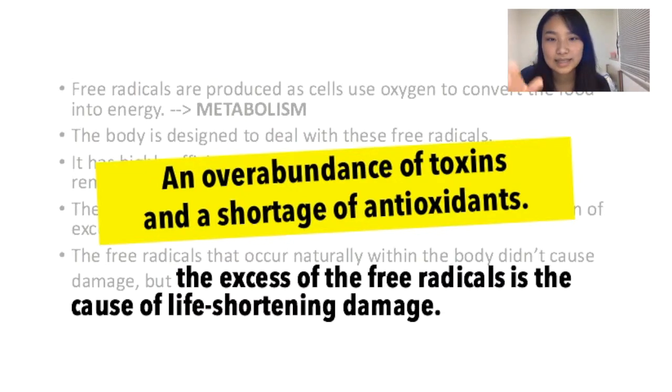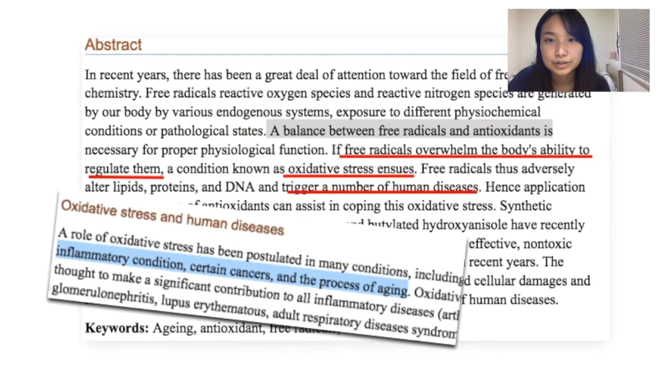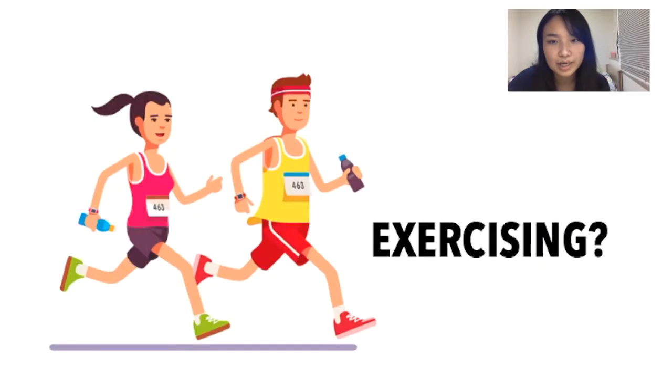So now we can see that antioxidants are the key to preventing the damage from free radicals. And here are some proofs from some of the papers that say how it can harm our body when there's too much. So now you might be wondering, how about exercising? Well, yes, free radicals do occur during exercise, but just like what was just mentioned, our body has a mechanism to control them. So it would only be an issue when it's imbalanced with antioxidants.